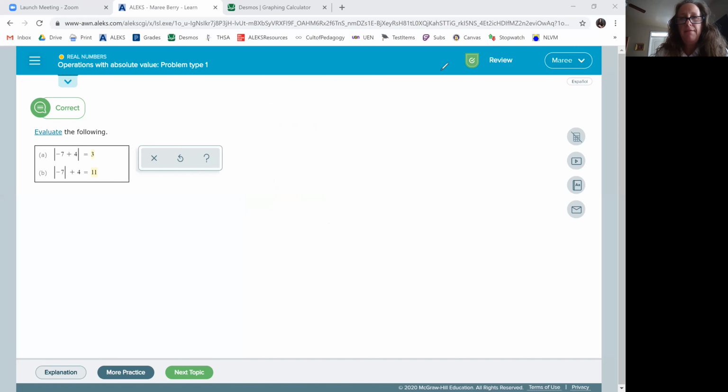So the one thing that I've noticed about these is you want to simplify what's inside the absolute value first before you take the absolute value. And then if it's already simplified, like in B, you take the absolute value first, and then you're going to add what's on the outside.